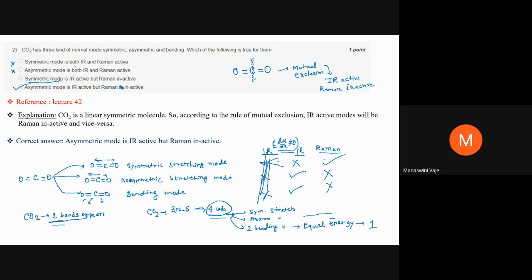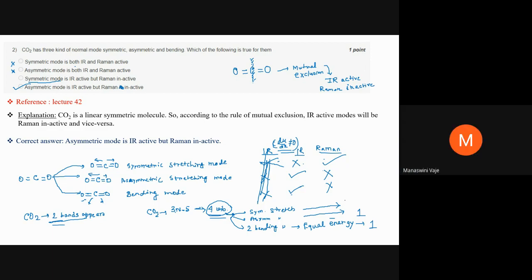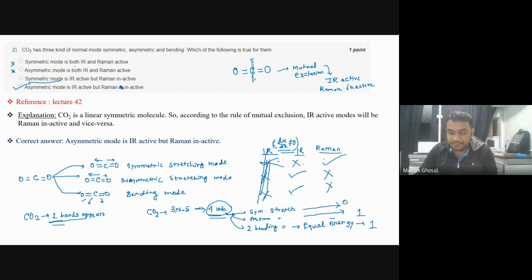And from asymmetric stretching, you will also get one mode. But will you get any mode from this symmetric stretch? No. Why? Because it is IR inactive. Exactly. So how many bands do you get? 2 bands. Exactly. That's why in case of carbon dioxide, when you are taking this IR spectrum, you will see only 2 bands appear. Okay, got it?